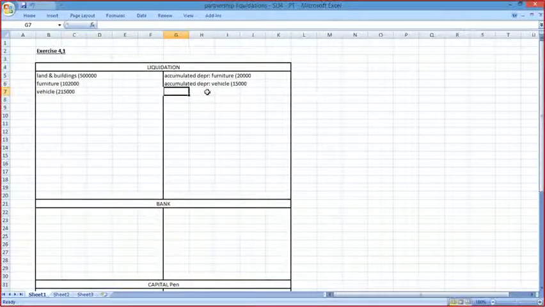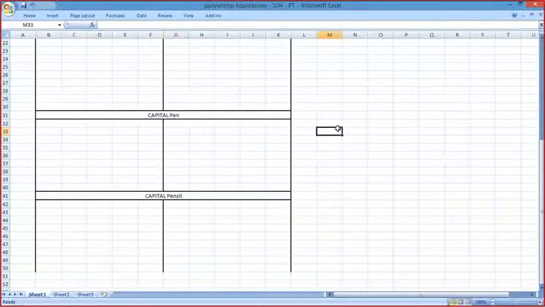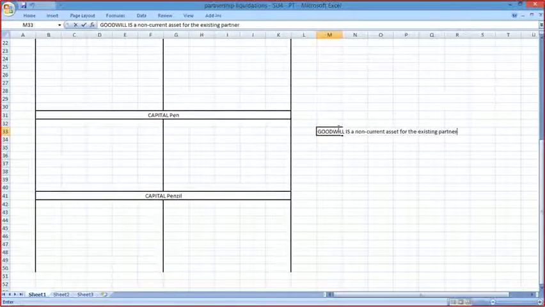Next one is goodwill. What is it? That's also an asset. Good. But what asset is goodwill? We can't only say it's an asset. Yes, it's a non-current asset, but what is goodwill? It's a reputation. Correct. For who? For the old partners. Yes, good. Okay, so here's a note. Goodwill is a non-current asset for the existing partners.